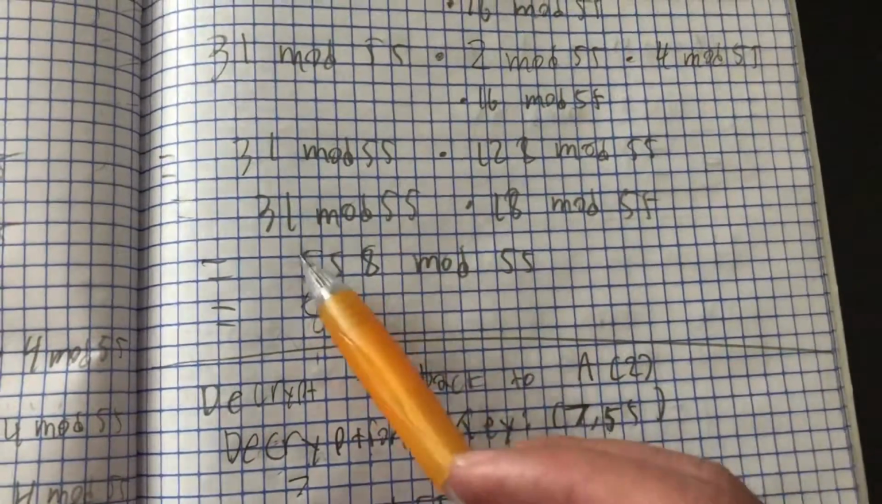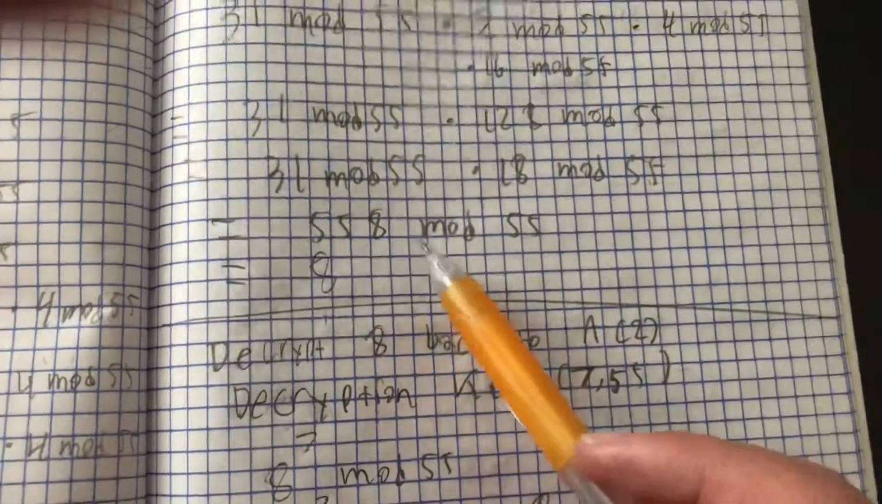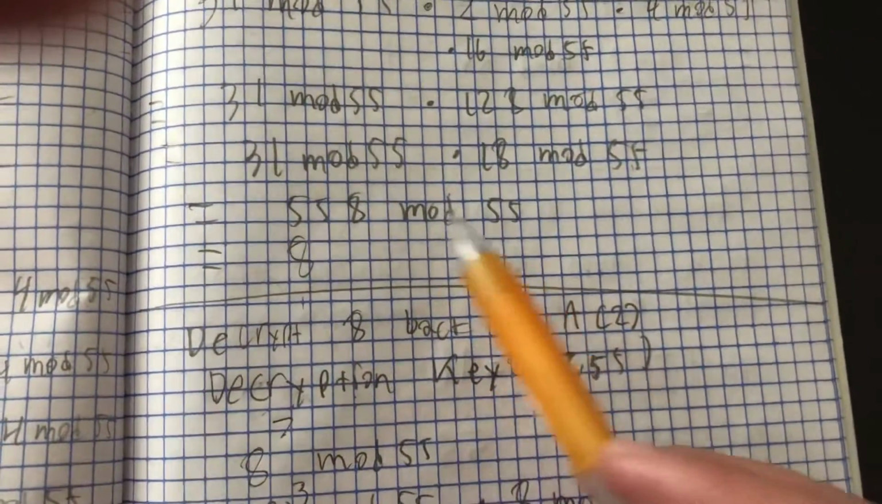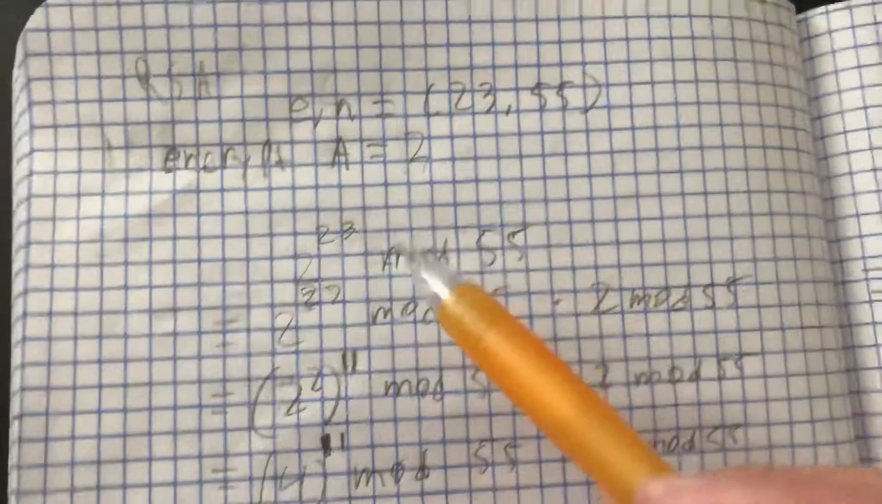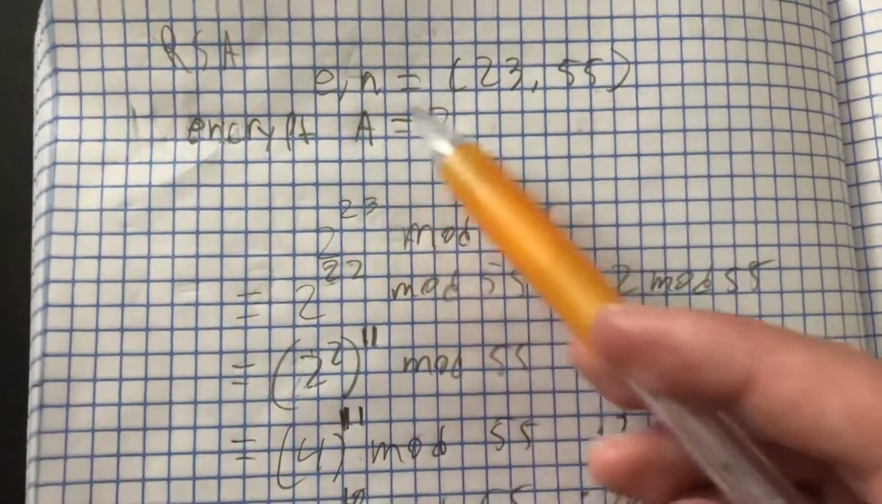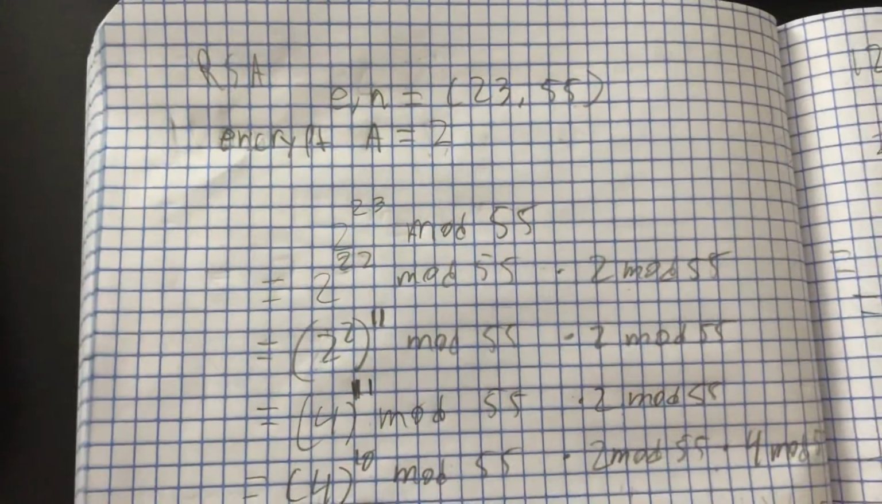Then we get 31 mod 55 times 18 mod 55, and that equals 558 mod 55. And the remainder of 558 when it's divided by 55 is 8. So when we encrypt 2, which is equal to A in this case, because I have it so that the alphabet is like A is equal to 2, B is equal to 3, C is equal to 4, and so on, we now have it equal to 8.